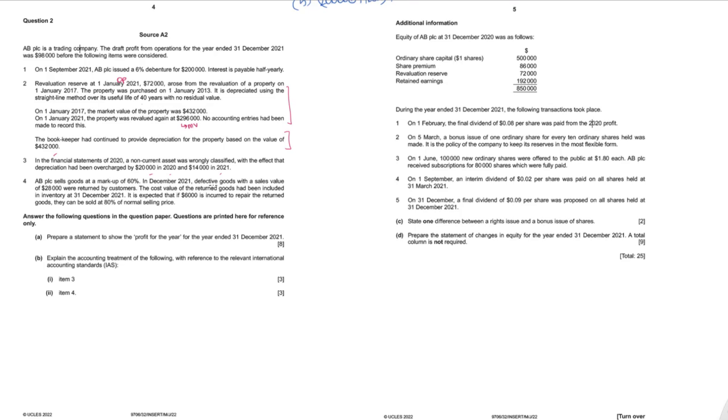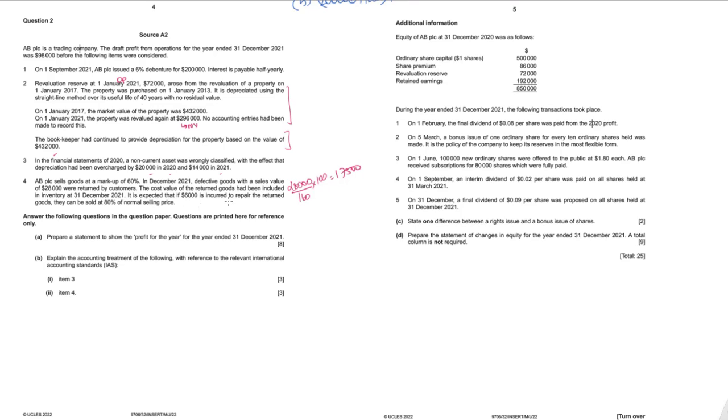In December, defective goods with a sales value of 28,000 were returned. The cost of the returned goods had been included in the inventory. So the cost would be how much? 28,000. We'll have to remove the markup from it. So 28,000 divided by 160 into 100. 17,500 is the cost of the goods. So 17,500 worth of inventory is included.